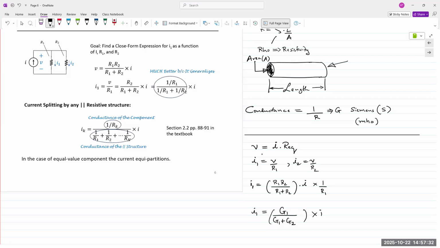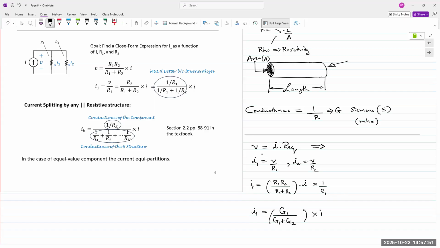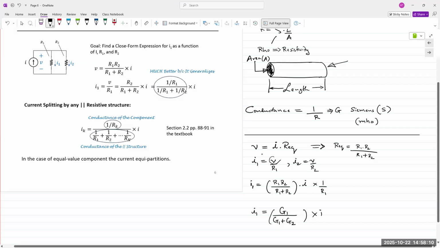The last equation. How did we obtain G1? This one is simply, so the voltage across that parallel combination is I times REQ. REQ for those 2 parallel resistors is R1 times R2 over R1 plus R2. So we simply plugged REQ into that equation and we found V, which is this V over here.